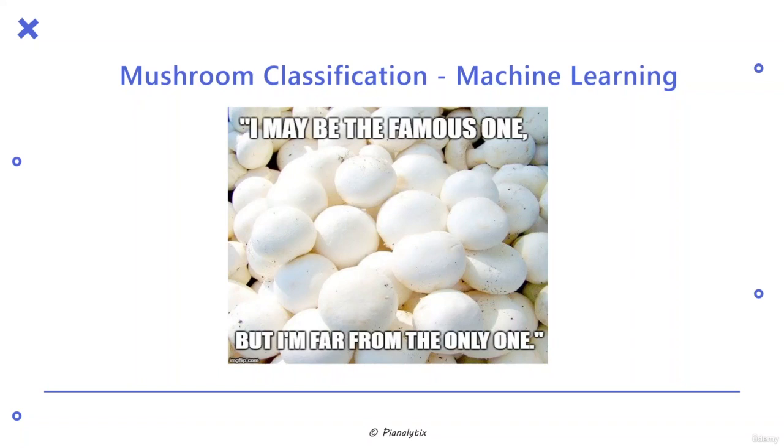Hi, in this project, as the name suggests, we will be predicting the class of the mushroom, and the classes are divided on the basis of whether the mushroom is edible or poisonous. Then we will develop a web application based on this machine learning model and deploy it on Heroku. So let's understand what all we will be doing in this project.